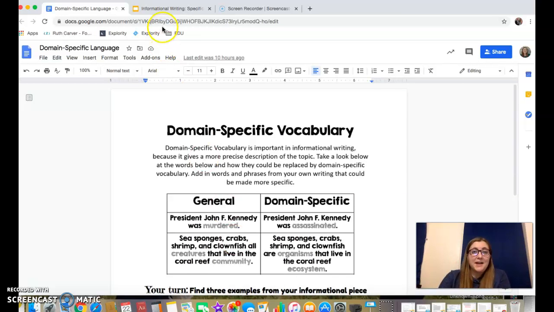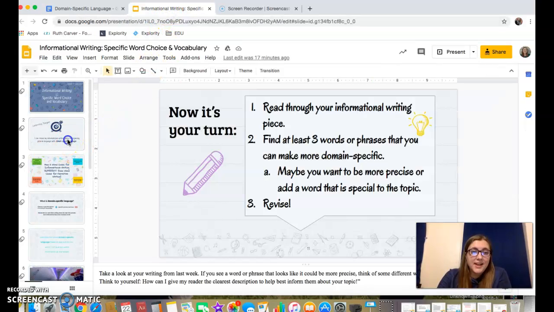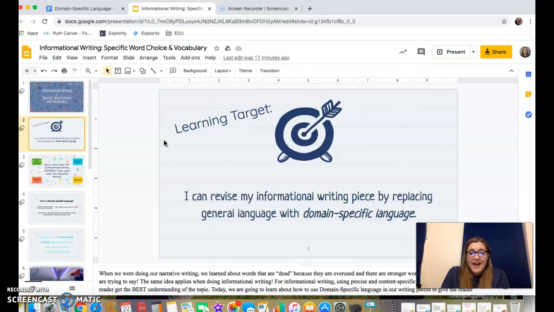So let's just return to our learning target and see if we hit it. So after this, let's see. Can we revise our informational writing piece by replacing general language, so words we use all the time, with more domain-specific language that's really important vocabulary for talking about our topic?